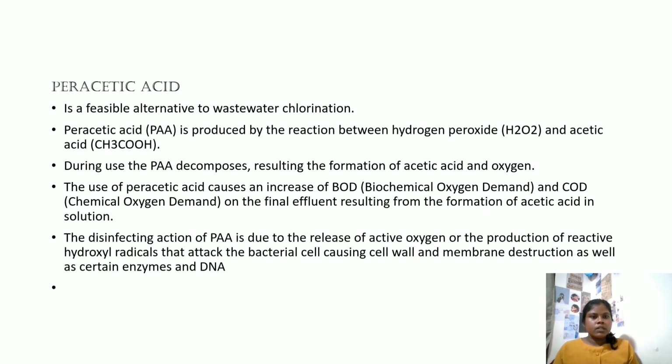For chemical disinfection, we can also use peracetic acid, and it is a feasible alternative to wastewater chlorination. It is produced by the reaction between hydrogen peroxide and acetic acid. During use, the peracetic acid decomposes, resulting in the formation of acetic acid and oxygen. The use of peracetic acid causes an increase of biochemical oxygen demand and chemical oxygen demand in the final effluent resulting from the formation of acetic acid in the solution.